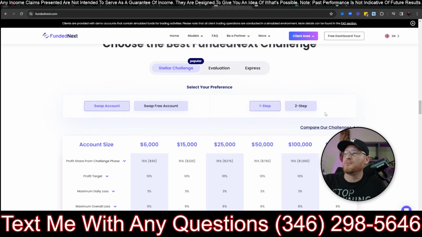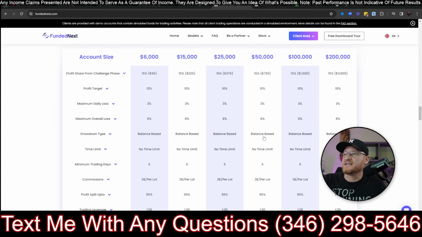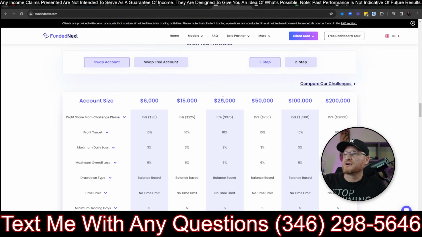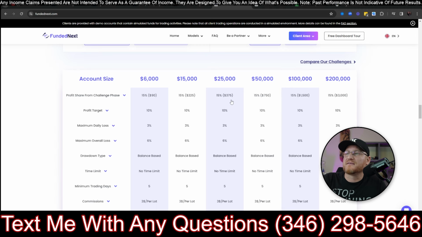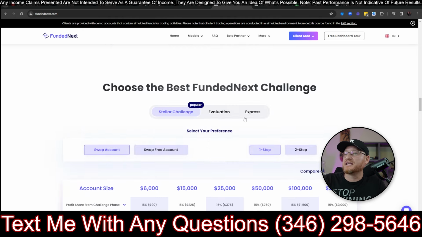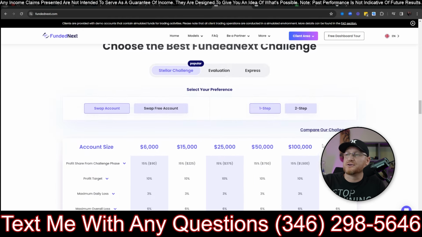Okay, so step one, you can see here where your balances are. Let's say this is a $25,000 account. They take a profit share of 15%. Your profit target is 10%. The maximum daily loss is 3%. Maximum overall loss is 6%. And this goes up with each account, depending on which kind of challenge you're working with.